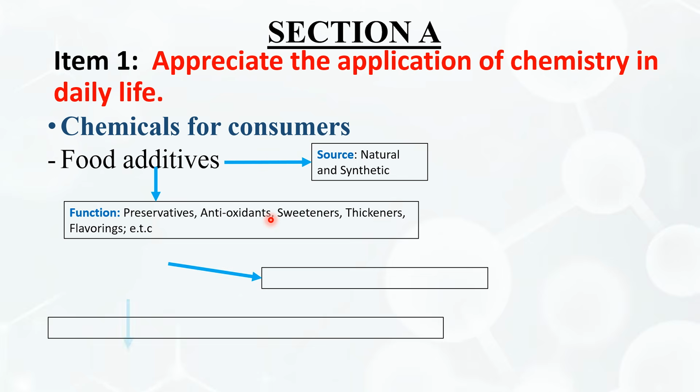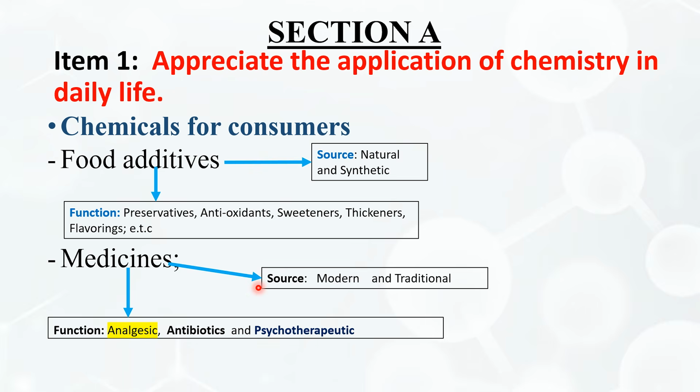Now, let's look at the second subtopic under chemicals for consumers. We have medicines. Even medicines can be categorized according to their source. We have the modern medicines and also the traditional medicine. That is according to the source. Then we have categorizing medicines according to the function, where we have the analgesic. When we talk about analgesic medicines, those are the ones which specialize mainly in relieving pain. In simple terms, they are painkillers.